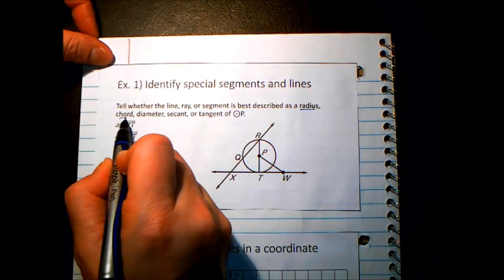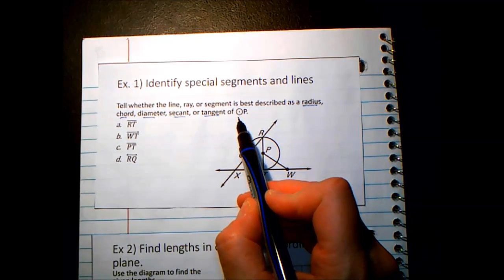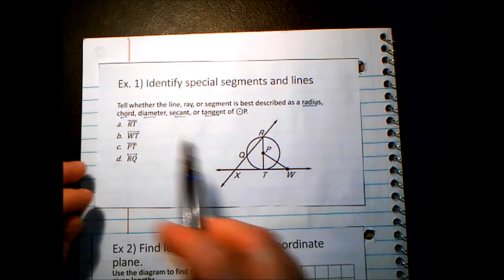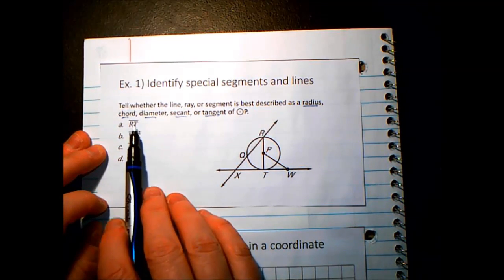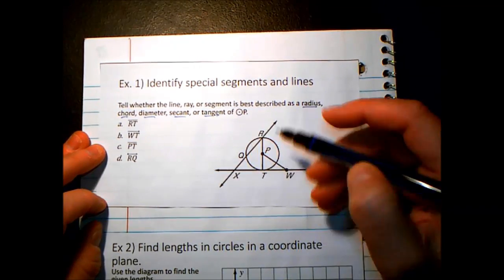If I look at the first one, notice this has RT with just a line over the top of it. RT right here goes from one side of the circle to the other and it goes through the center. That means this is called the diameter.